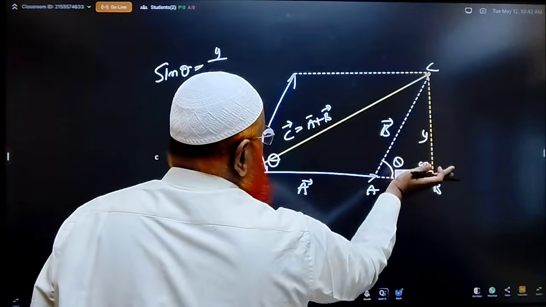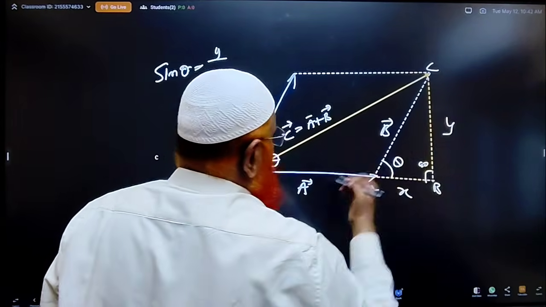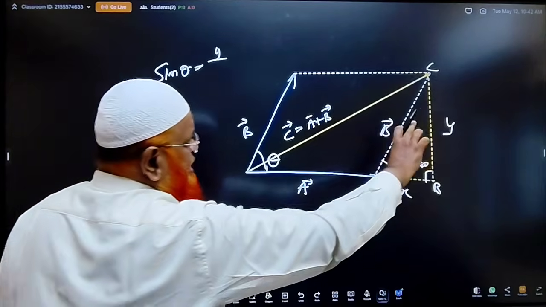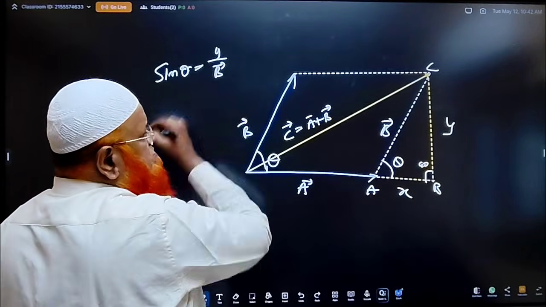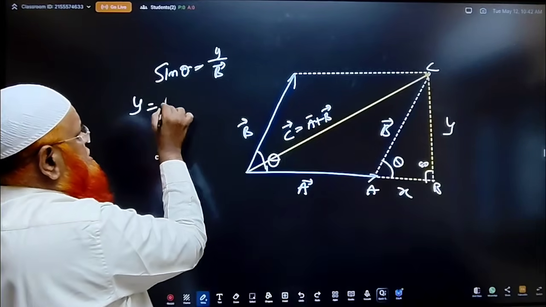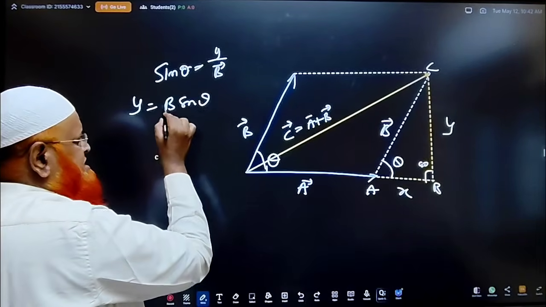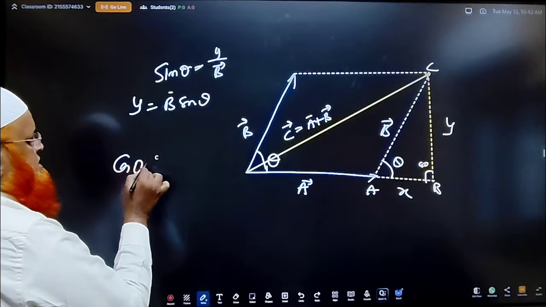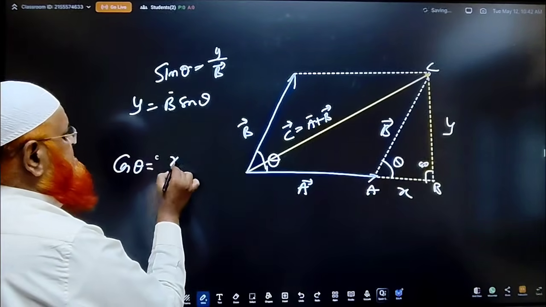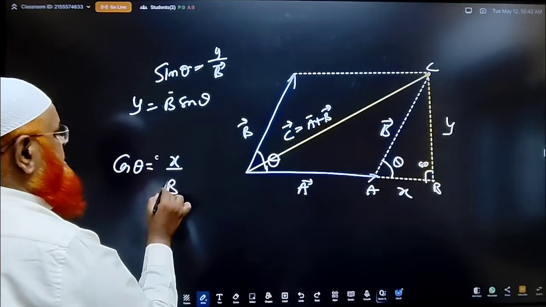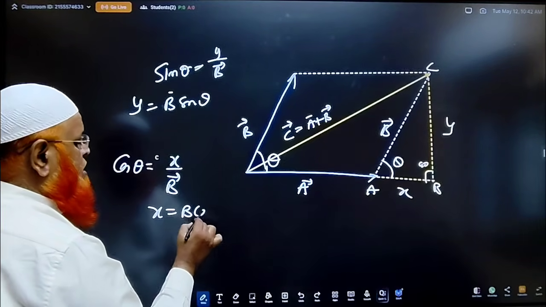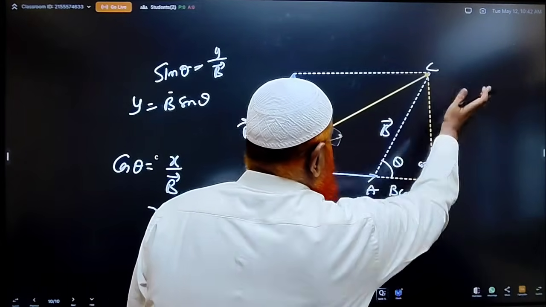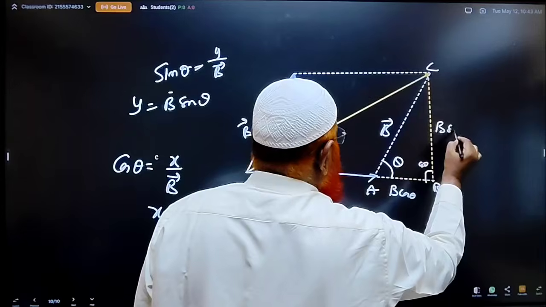I know this is going to be X and this is going to be Y. I want to find out what X and Y are. So if I apply sin theta, I will get opposite side Y by hypotenuse B bar. Therefore Y is equal to B bar sin theta. Next, if I want to find out this one, then I will apply cos theta. So cos theta means adjacent side X by hypotenuse B bar. So X is equal to B cos theta. So now I know the value of X, which is B cos theta, and I know the value of Y, which is B sin theta.